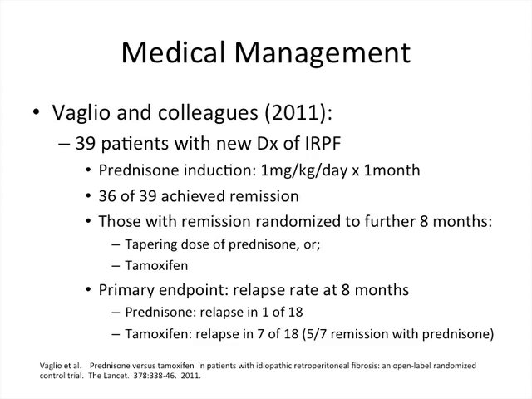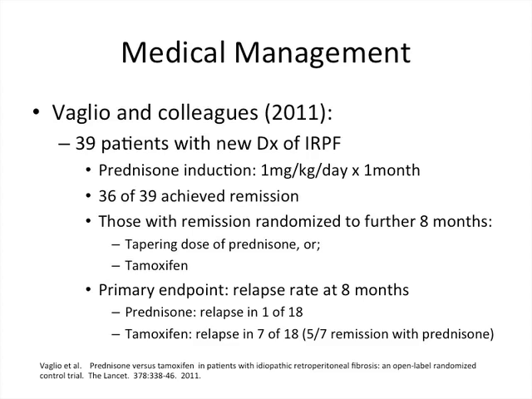Probably the best evidence to date for glucocorticoids as primary therapy comes from Vaglio and colleagues in his recent paper published in 2011. This is a group in Parma, Italy. Vaglio seems to be one of the big hitters in the field of RPF. They took 52 patients who presented to their center between 2000 and 2006. They excluded secondary diagnoses, malignancy, did a medication review, and actually did biopsy in over half of their patients.